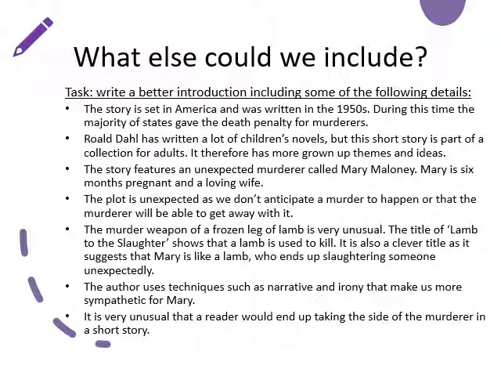You could also say that the plot is unexpected, as we don't anticipate a murder to happen, or that the murderer will be able to get away with it. You could also have a little chat about the title of the story. The murder weapon of a frozen leg of lamb is pretty unusual. The title of Lamb to the Slaughter shows that the lamb is being used to kill, but it's also a clever title, as it does suggest that Mary is like a lamb who ends up slaughtering someone unexpectedly. Lambs are generally associated with being innocent, so a lamb to the slaughter maybe suggests that someone who's previously been innocent has turned into a murderer.